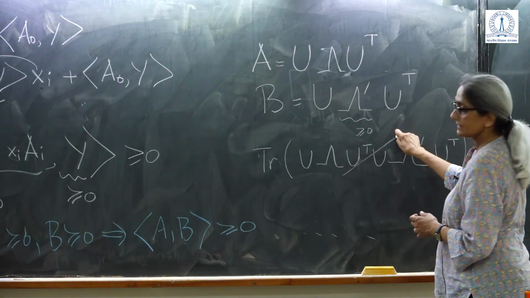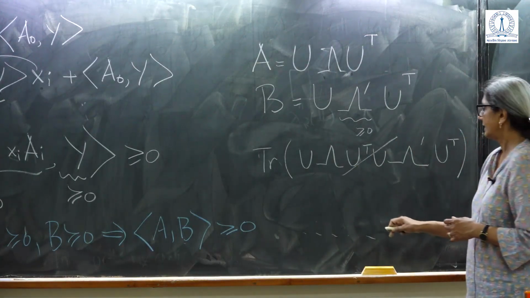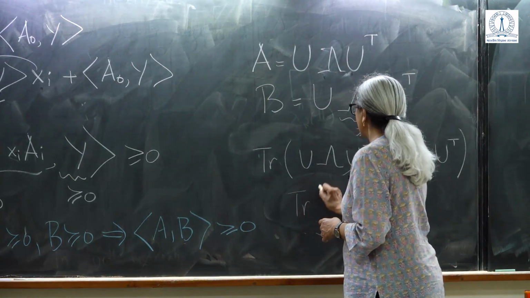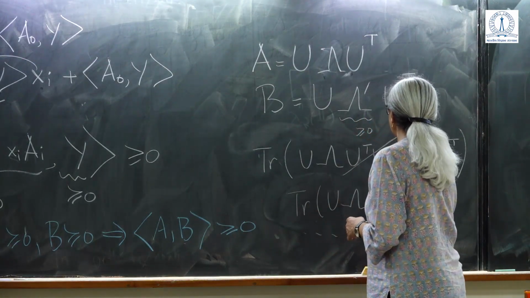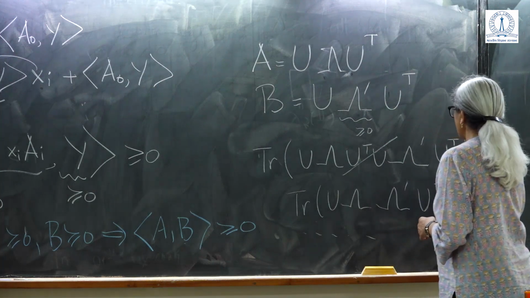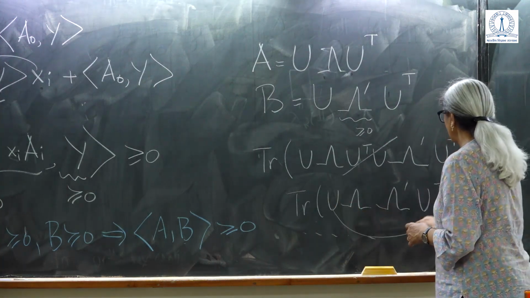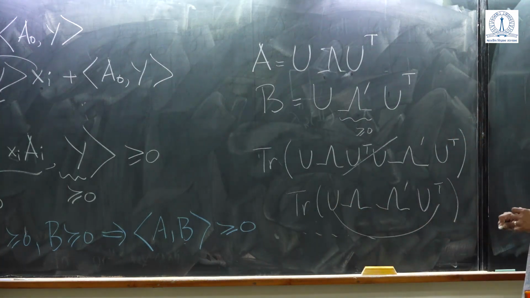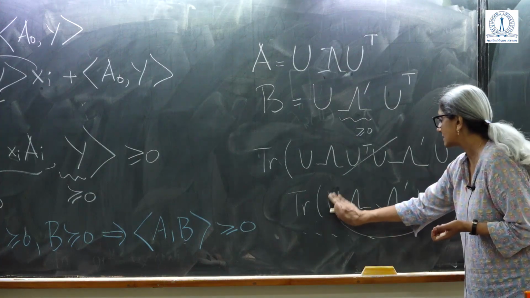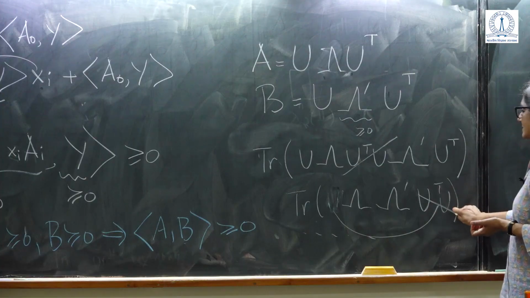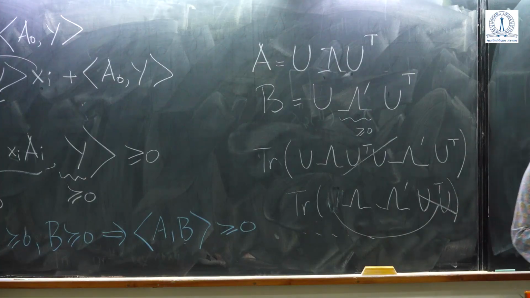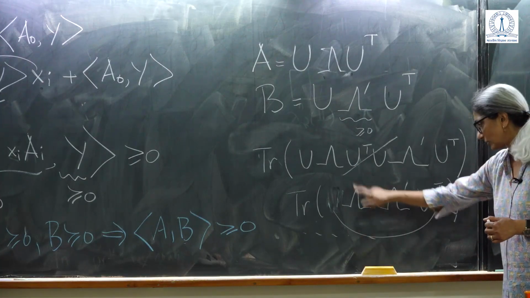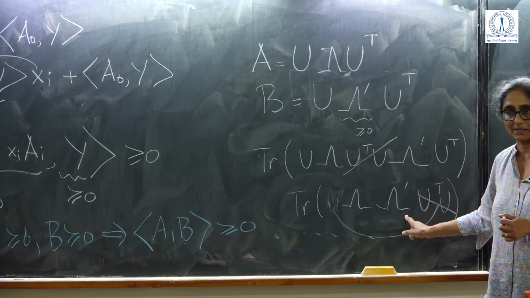And then this cancels. This is the identity. And then this becomes trace of U lambda, lambda prime, U transpose. And then we can move this here and cancel it out, right? Because these are orthogonal matrices. So this comes to this side and cancels out. So we are left with trace of diagonal with all positive things in it and something PSD.